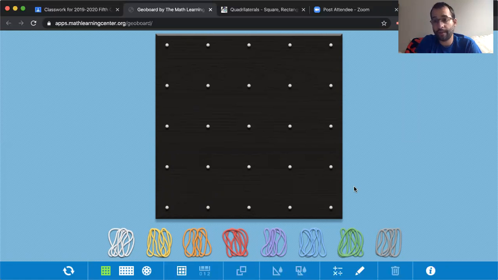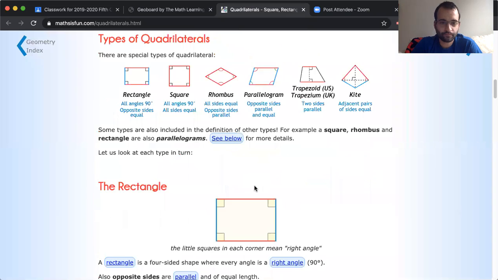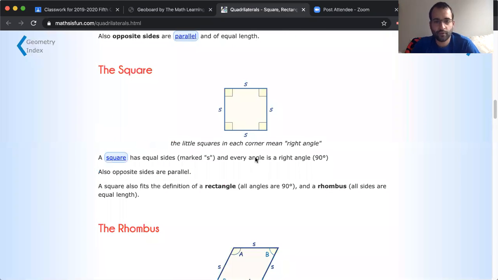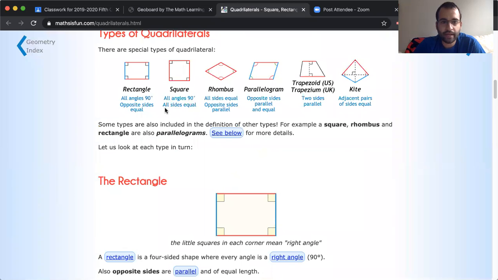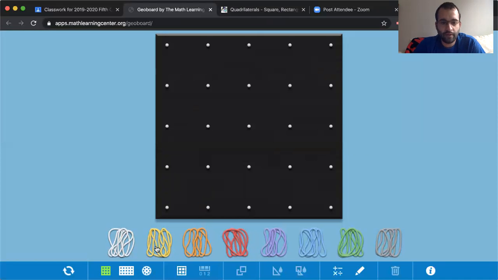So let's say that I want to make a square. So let's think about a square. Let me go back here. All right, a square. So it has, let's see, let me go back to this part. Okay, 90-degree angles and all sides are equal. All right, so I'm going to use yellow.